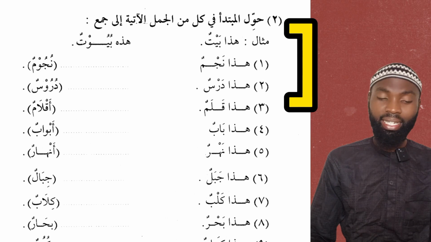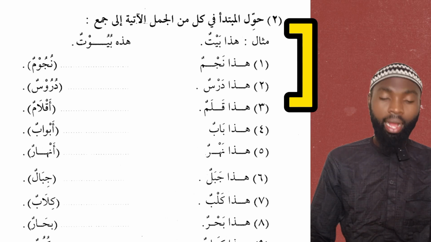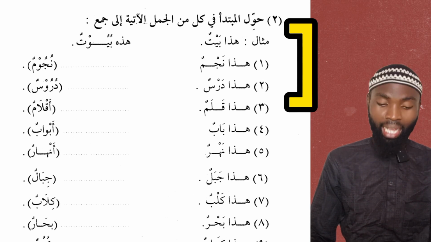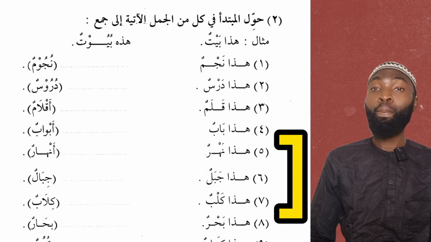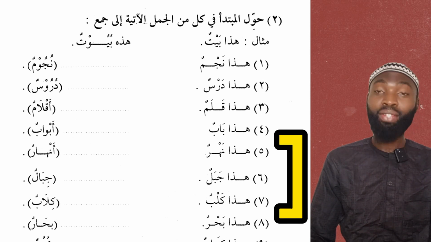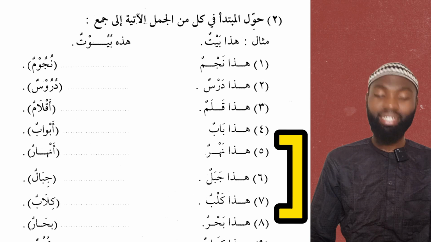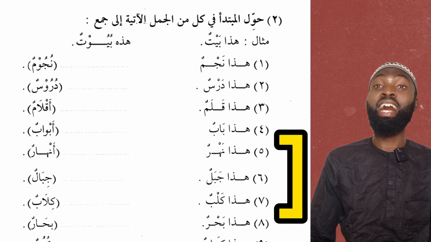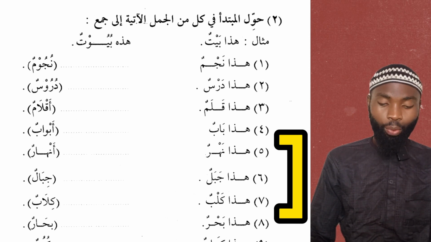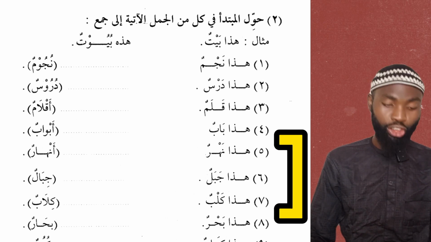هذا درس. This is a lesson. هذه دروس. These are lessons. هذا قلم. This is a pen. هذه أقلام. These are pens. هذا باب. This is a door. هذه أبواب. These are doors. هذا نهر. This is a river. هذه أنهار. These are rivers. Even in the Quran we have هذه أنهار. Another one we have هذا جبل. This is a mountain. هذه جبال.